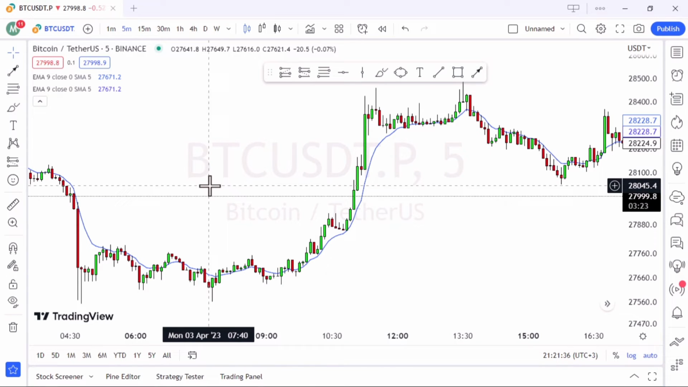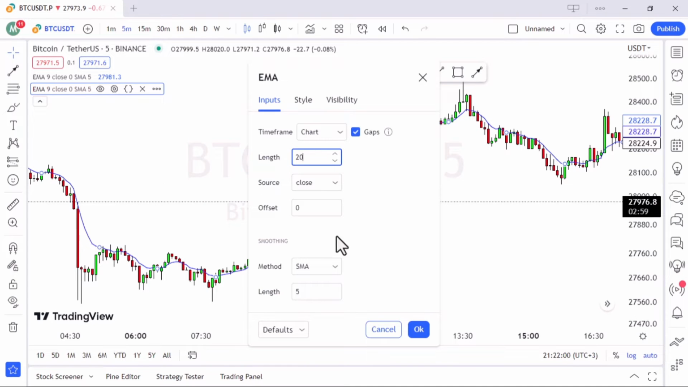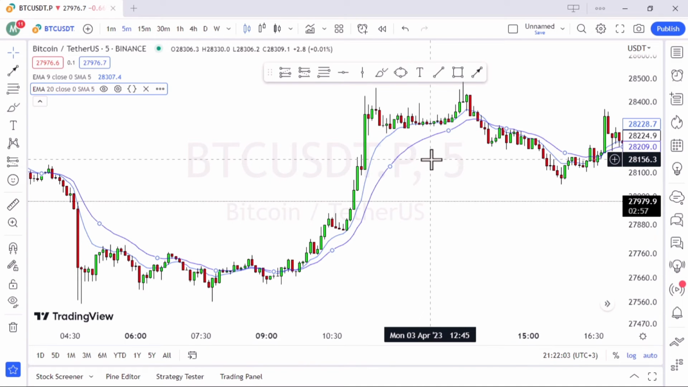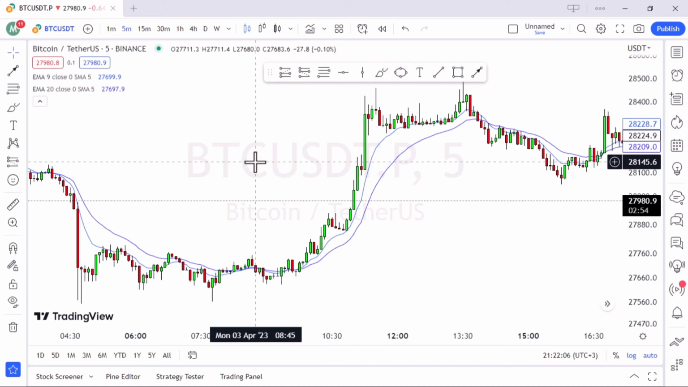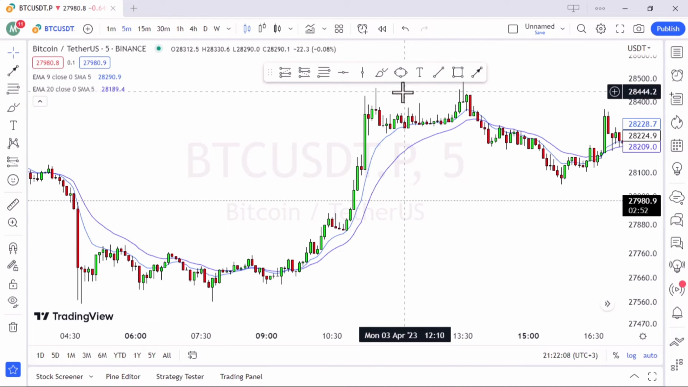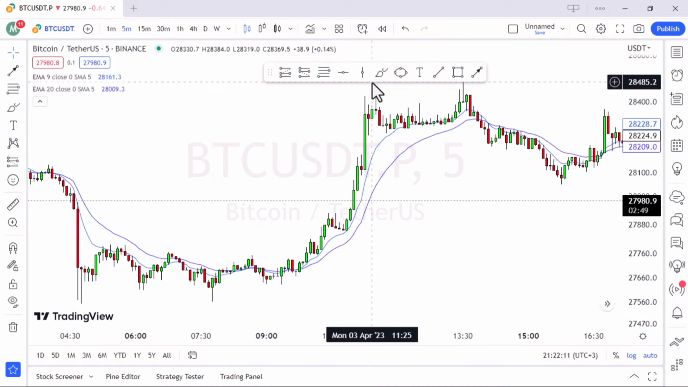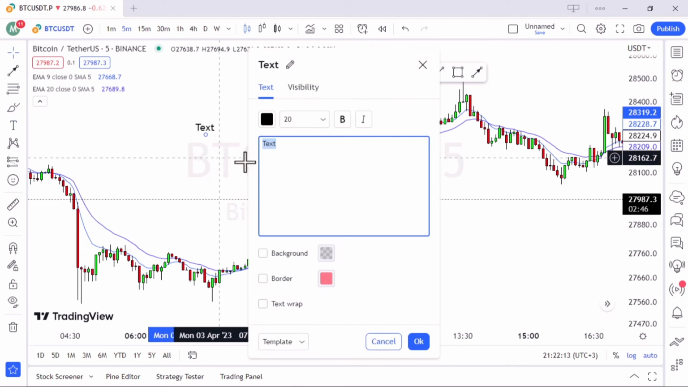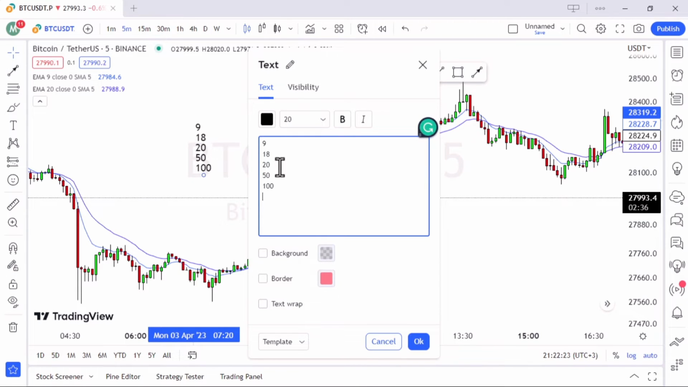Let me change the period of one of them to 20. Why 20? We have some fixed values over time. People came up with some fixed strategies for the period of EMAs or MAs, which I'm going to write down for you here. So 9 period, then 18 period, 20 period, 50 period, 100 period, 200 period.